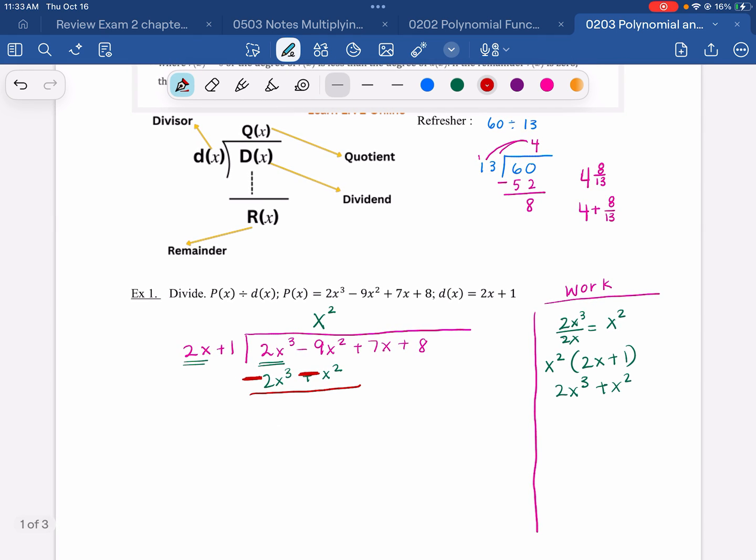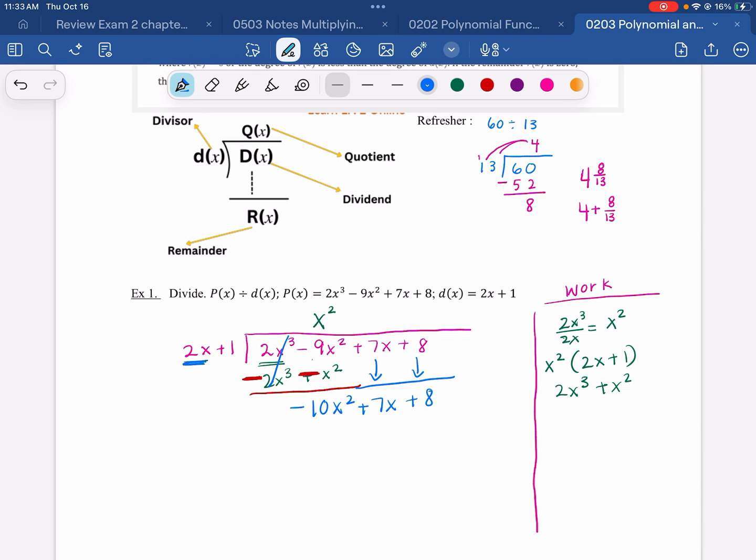When I do that, this cancels out. Woohoo! This -9 minus 1 is -10x squared. I'm just drawing my line. I like to bring them all down so I don't lose anyone in my process. So I bring down the 7x plus the 8. Okay, now I look again.